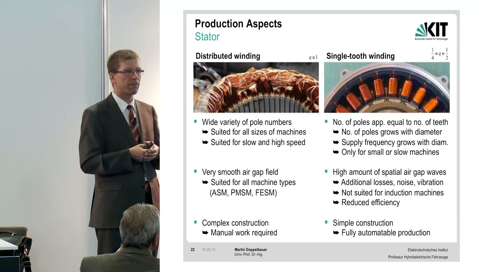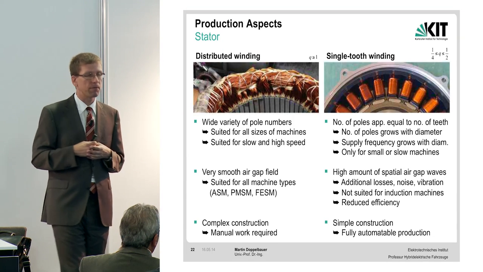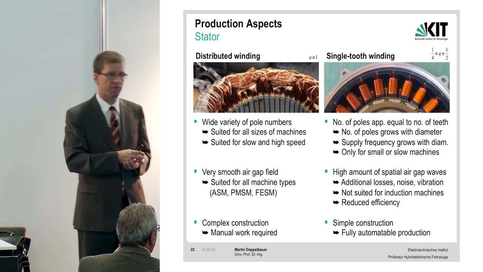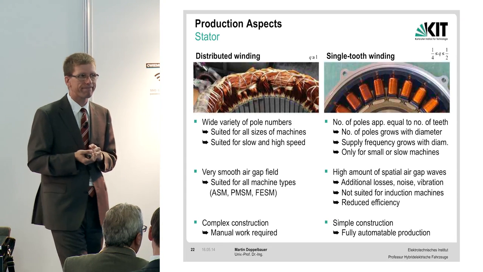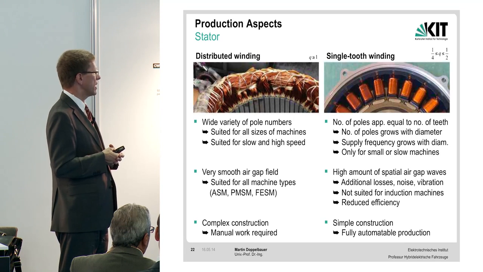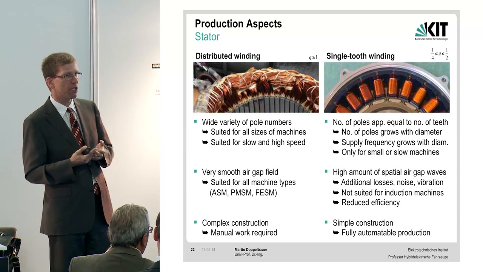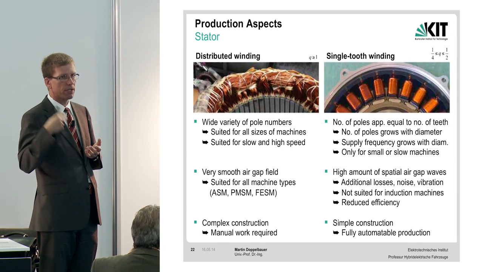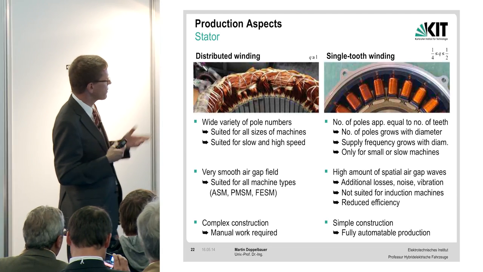Single-tooth windings have special harmonics in the air gap that are mostly, depending on the design, a lot bigger than the fundamental wave. So it's really something that you don't want to have in your machine. The result is you have additional losses, you have noise, you have vibration. The single-tooth winding generally is not suited for induction machines because there's not one single sinusoidal wave inducing into the rotor, and it reduces the efficiency.